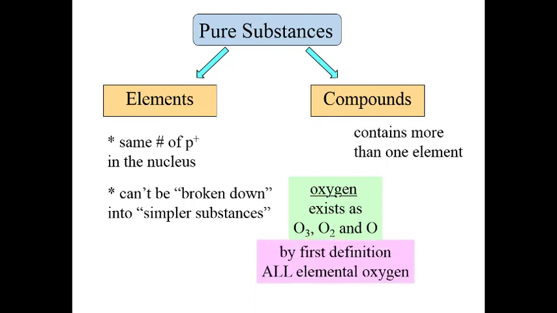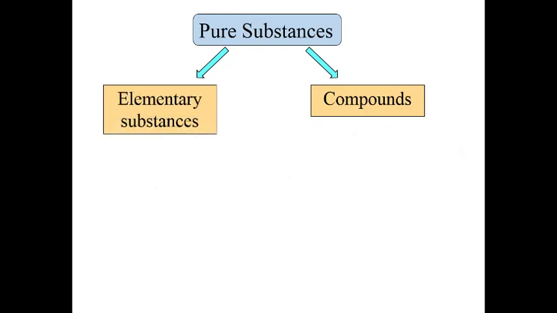By the first definition, these are all different forms of the element oxygen. This is the definition that we will use in this course. Some would prefer to use the term elementary substances when referring to elements as they exist in nature as materials.